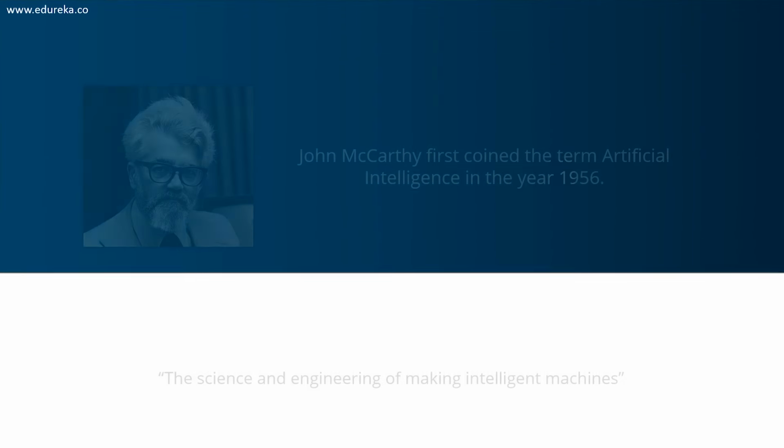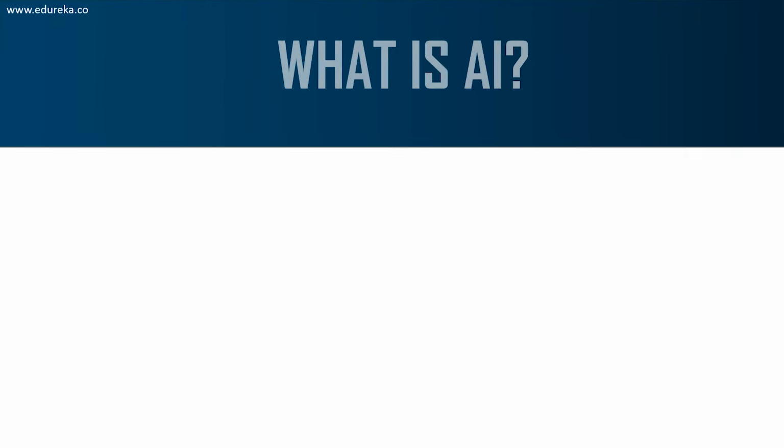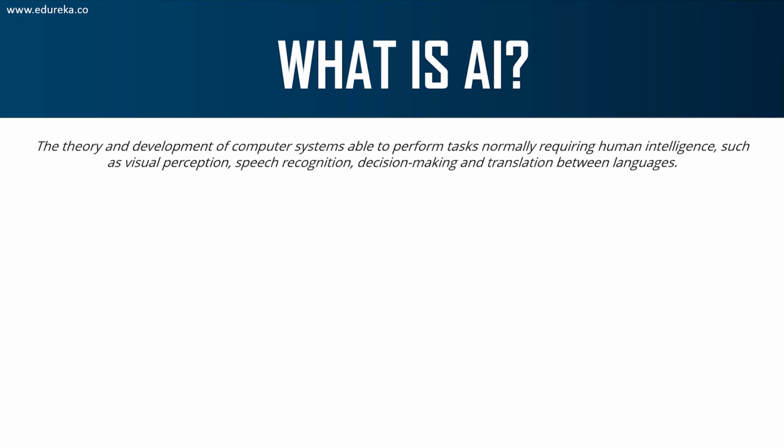Now, let me tell you that the term artificial intelligence was first coined in the year 1956 by a scientist known as John McCarthy. Now, John McCarthy defined artificial intelligence as the science and engineering of making intelligent machines. Now, let me give you a descriptive definition of artificial intelligence. Artificial intelligence is the theory and development of computer systems able to perform tasks normally requiring human intelligence, such as visual perception, speech recognition, decision-making, and translation between languages. In a sense, artificial intelligence is a technique of getting machines to work and behave like humans.